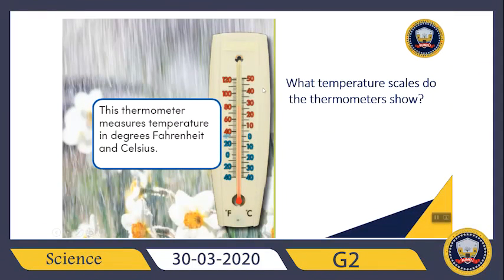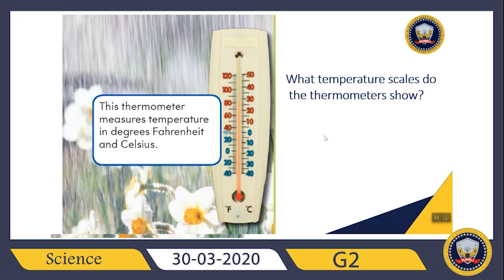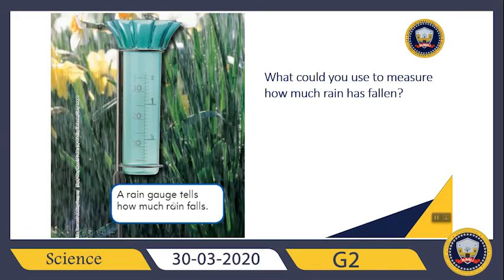We talked about the thermometer, and we can measure the temperature in degrees Fahrenheit or Celsius. It's for temperature, the thermometer. And we have something else here. The rain gauge tells us how much rain falls. Rain gauge, it's for how much rain falls.